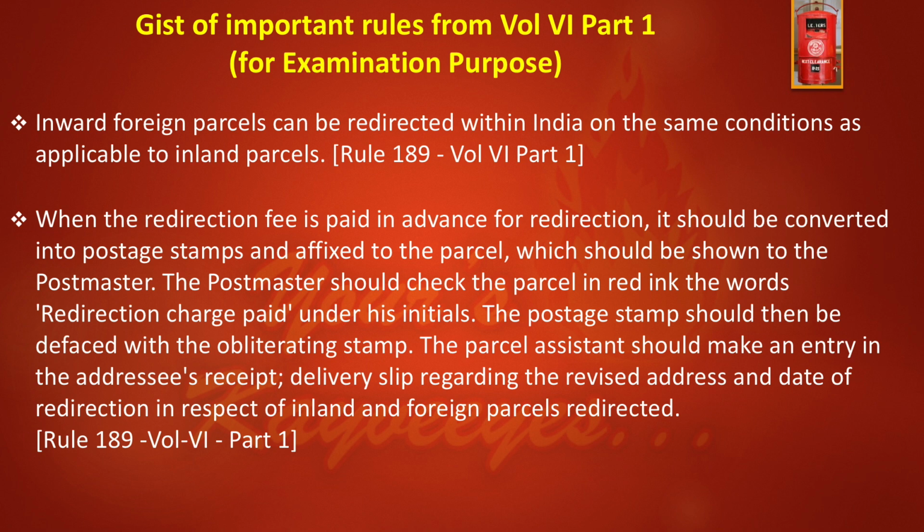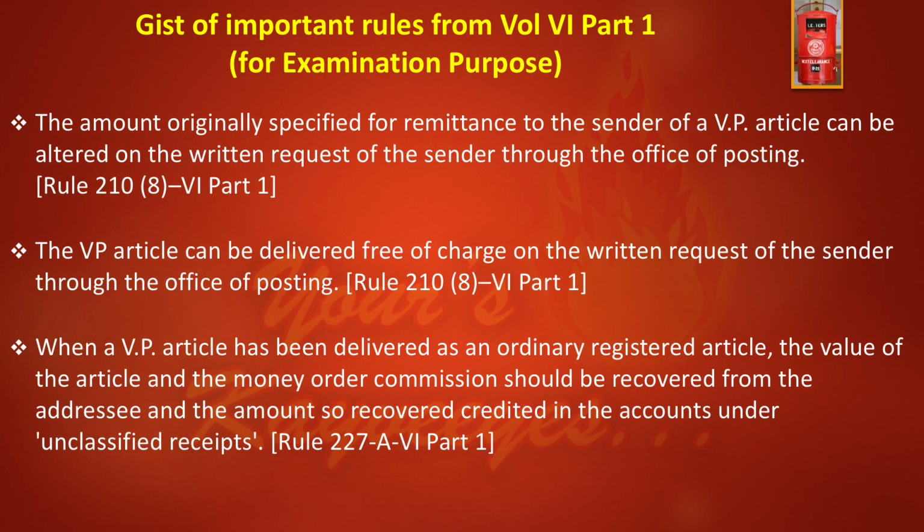Rule number 189. The amount originally specified for remittance to the sender of a VP article can be altered on the request of the sender through the Office of Posting. Rule number 210 within bracket H. The VP article can be delivered free of charge on the return request of the sender through the Office of Posting. Rule number 210 H.